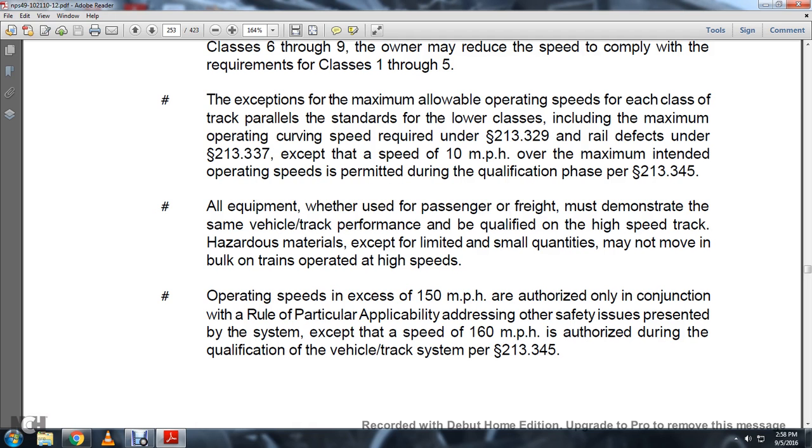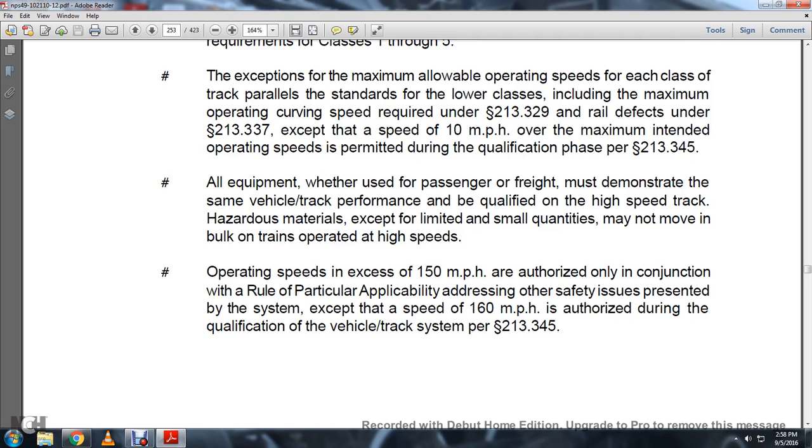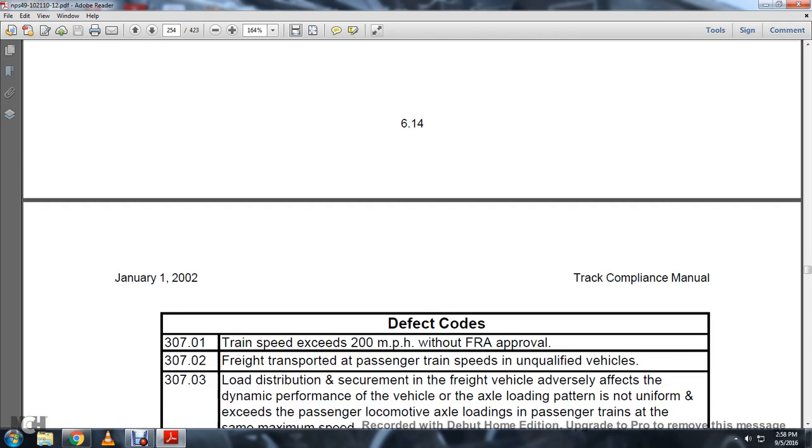Operating speeds in excess of 150 miles an hour are authorized only in conjunction with a rule of particular applicability addressing the safety issues presented with the system, except that speeds up to 160 miles per hour are authorized during the qualification of the vehicle track system per 213.345.